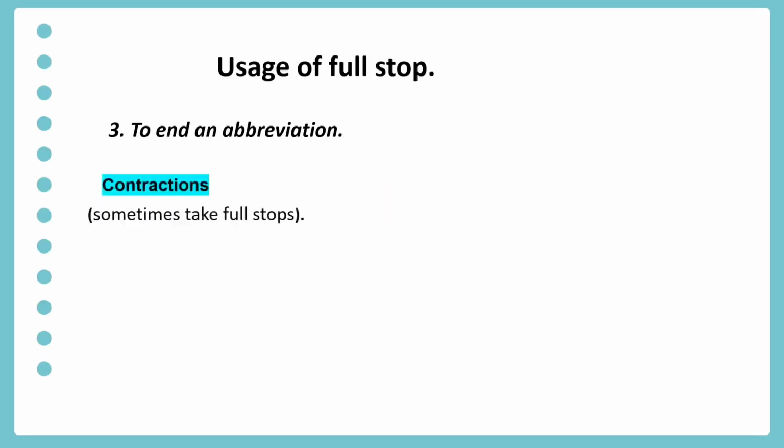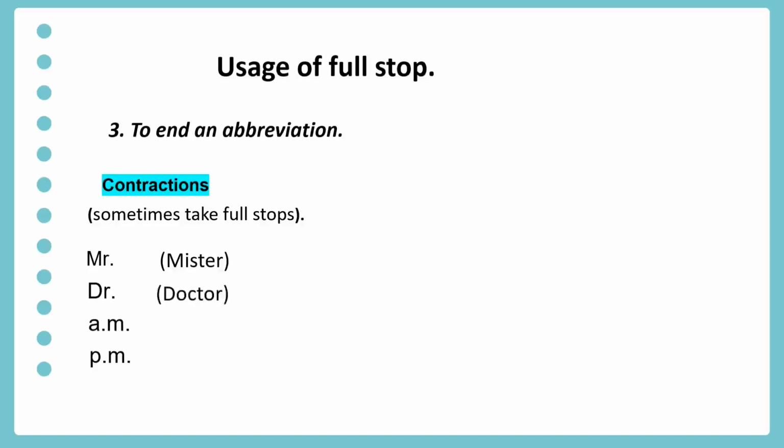Contractions. These are abbreviations that are formed by removing some letters in a word or by combining two or more words. They are typically written with a full stop after the last letter. For example, Mr., Dr., AM, PM, and so on. Mr. is formed from the word Mister. The contraction Dr. is formed from the word doctor.